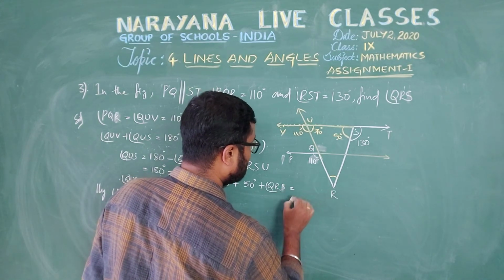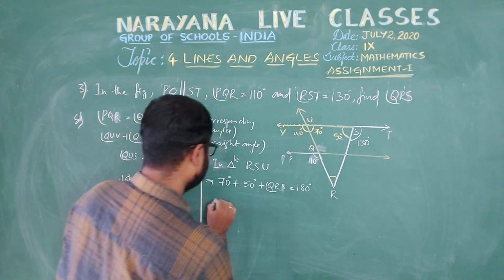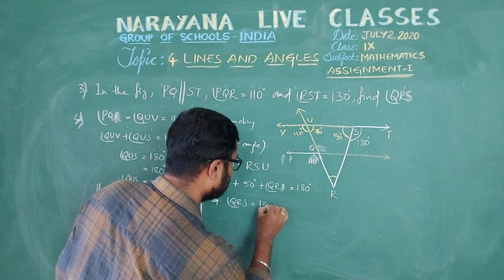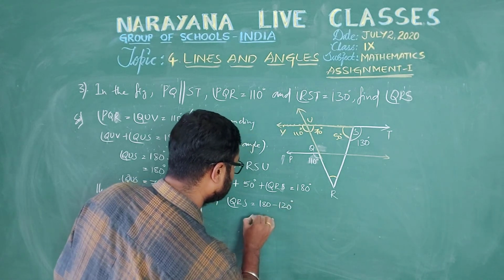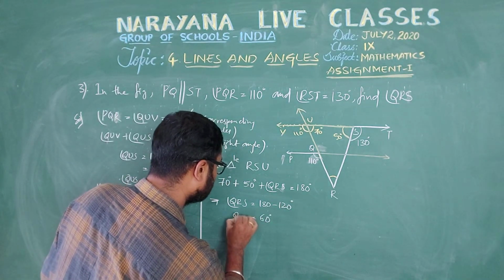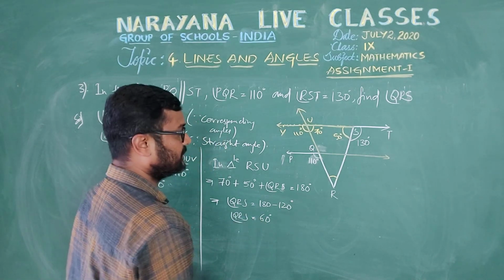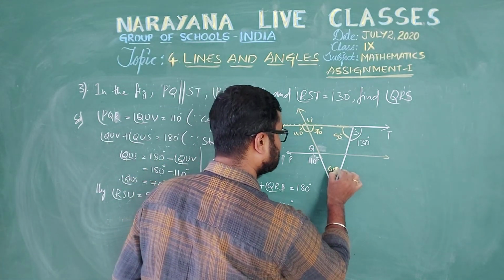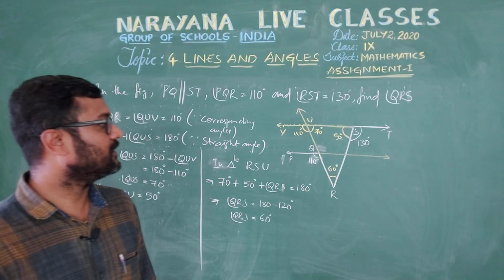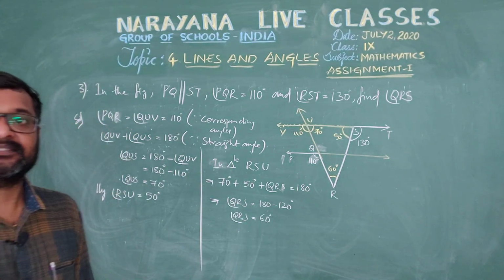QRS is equal to what? 180 degrees. Now angle QRS is equal to 180 minus 120 degrees, that is nothing but 60 degrees. So angle QRS is 60 degrees. So this is 60 degrees, isn't it? So like this we can find the angle QRS.